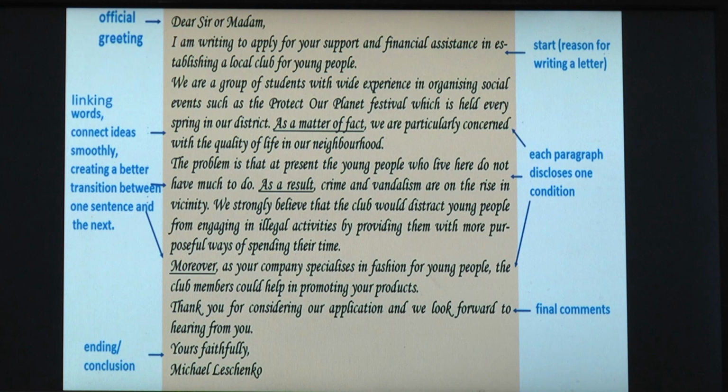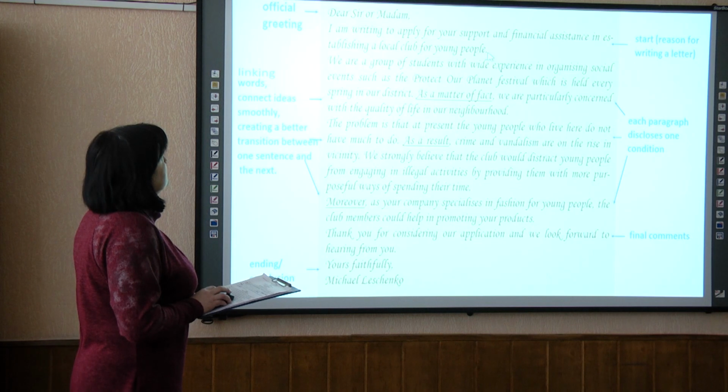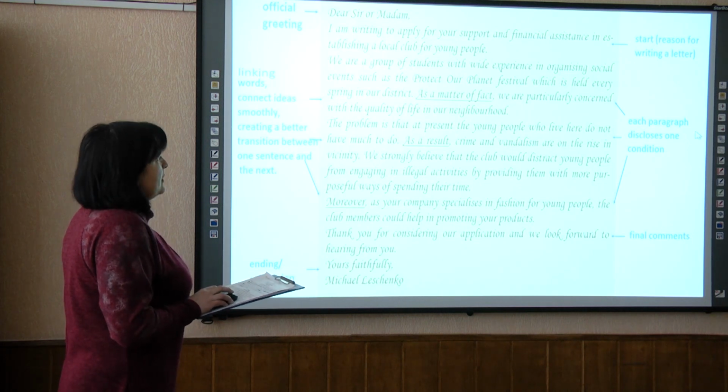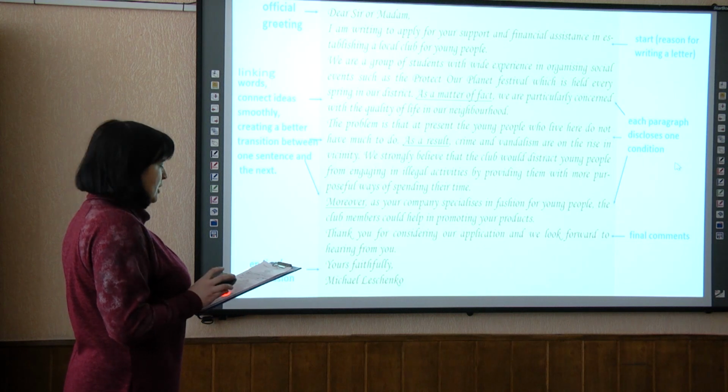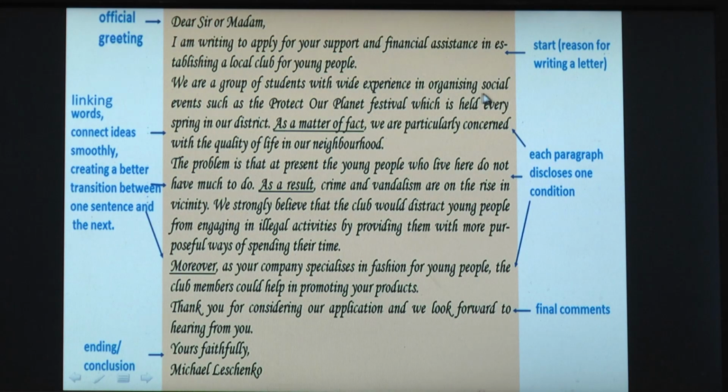Here is an example. As usual, we start with official greeting. Dear Sir or Madam. Then, reason for writing a letter. I am writing to apply for your support and financial assistance in establishing a local club for young people. Well, each paragraph discloses one condition of the letter. We are a group of students with wide experience in organizing social events such as the Protect Our Planet Festival, which is held every spring in our district.